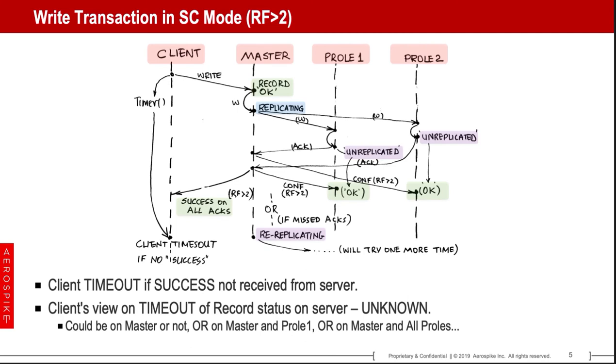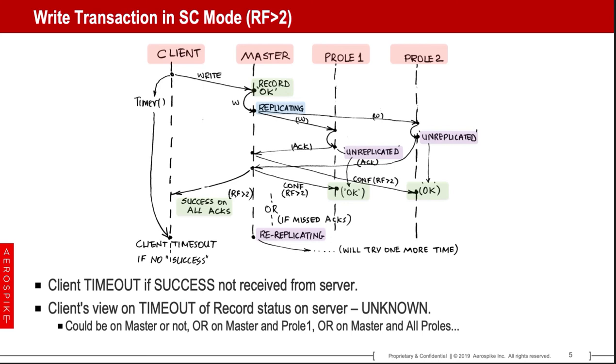Initially, the client sends a write request to the master. The master sends writes to the proles 1 and 2. The master then transitions to the replicating state, meaning it is waiting for acknowledgments from each of the proles. The proles receive the writes and send acknowledgments back to the master. The proles then transition to an unreplicated state, meaning they are waiting for confirmation messages from the master.